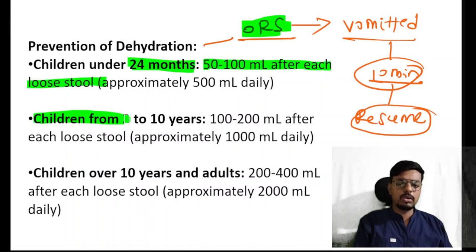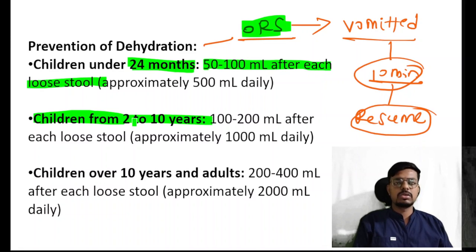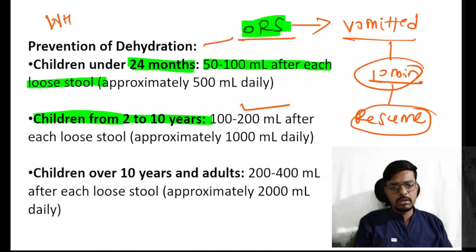That is the child from 2 years to 10 years. The child belongs to the age of 2 to 10 years, meaning the child is of age 3, 5, 6, 7, 8 or 9 years. For that age of child we have to give 100 to 200 ml of the ORS for each loose stool. Okay, write it down. Very, very important. This is according to the World Health Organization, WHO doses for prevention of the dehydration.